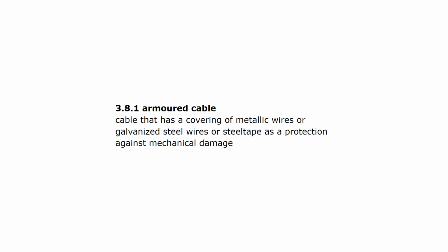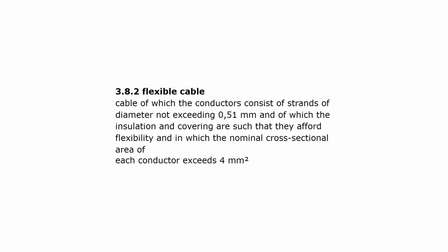Cable. Armored cable: cable that has a covering of metallic wires or galvanized steel wires or steel tape as a protection against mechanical damage. Flexible cable: cable of which the conductors consist of strands of diameter not exceeding 0.51 millimeter and of which the insulation and covering are such that they afford flexibility, in which the nominal cross-sectional area of each conductor exceeds 4 millimeter squared.